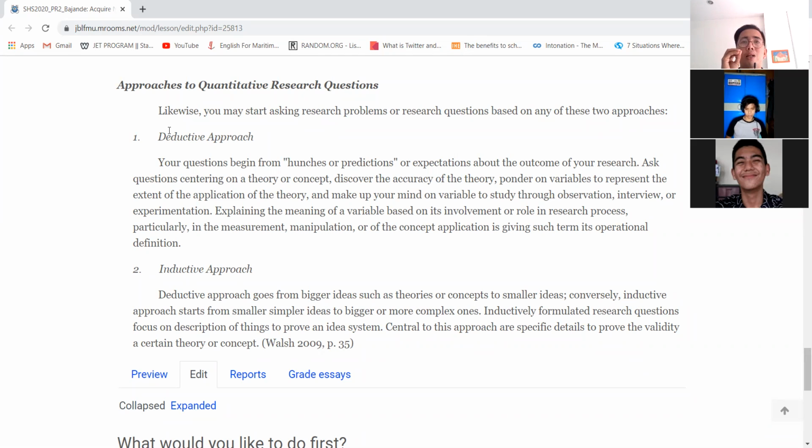Okay? Because we will formulate or set a general question, then we're going to find the answer for that question using specific statistical tools, okay, using specific measurements.